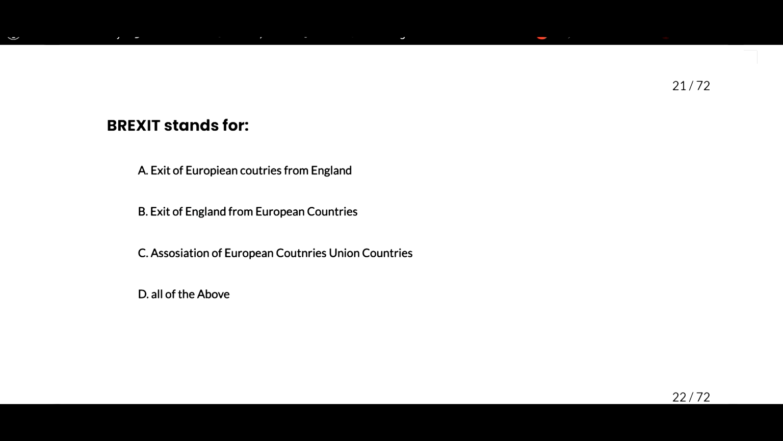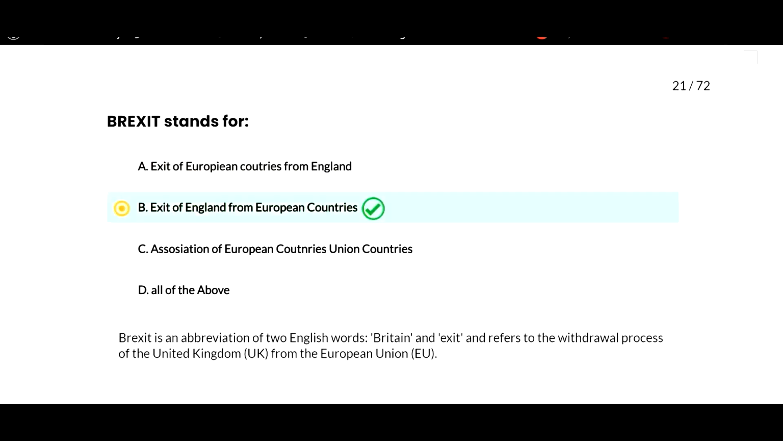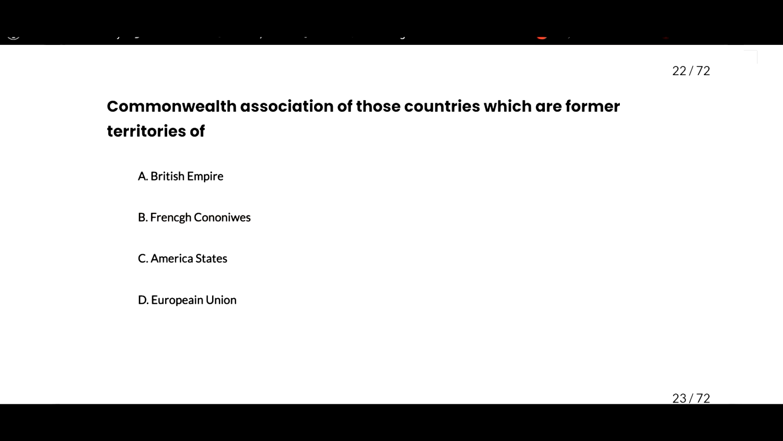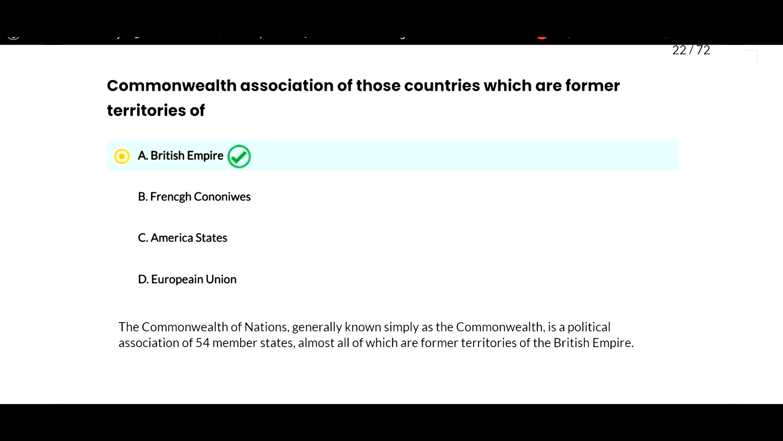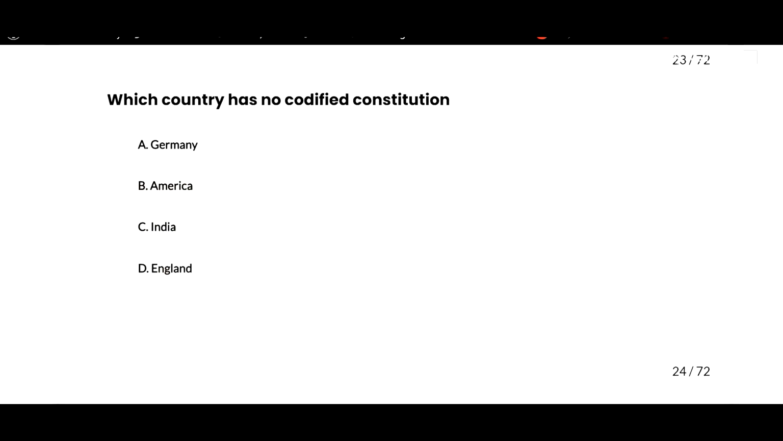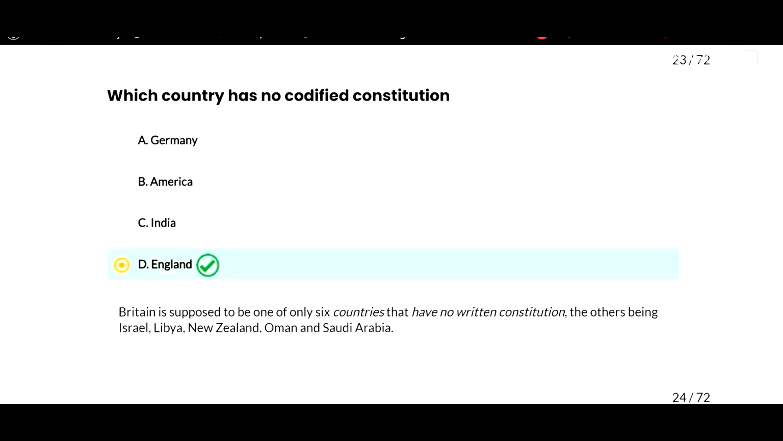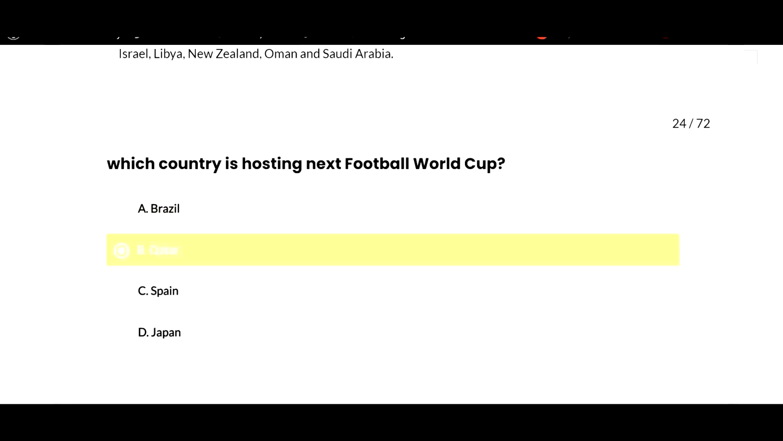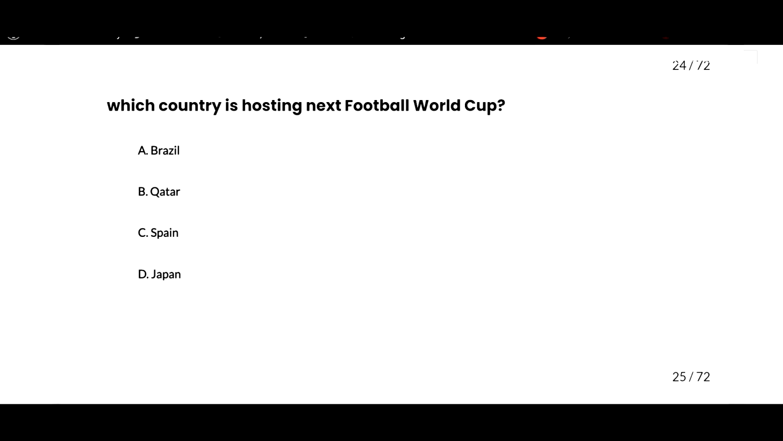BREXIT stands for exit of England from European countries. B option is correct. The next is Commonwealth: association of those countries which are former territories of the British Empire. A option is correct. The next is which country has no codified constitution? England. D option is correct. The next is which country is hosting the next football world cup? Qatar. B option is correct.